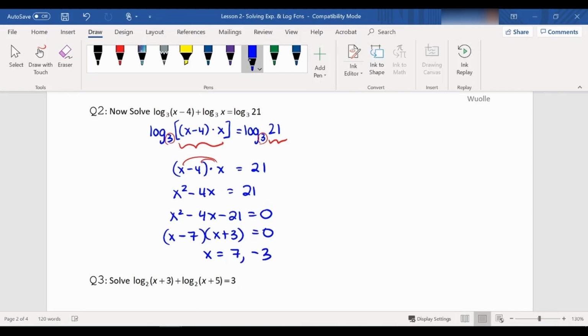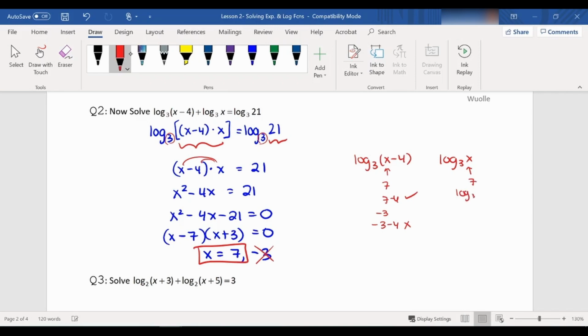So if I take a look back at my original question, I've got log base 3 of x minus 4, and I've got log base 3 of x. If I put in here a 7, 7 minus 4, that will work. If I put in here a negative 3, I get negative 3 minus 4. That's not possible. So I can't use the negative 3. I can only use the 7. And if I take a look at this one, same thing. If I put 7 here, I have log base 3 of 7. That's fine. But if I put a negative 3 in here, I've got log base 3 of negative 3, and that's no. If you try that in your calculator, it'll say error.